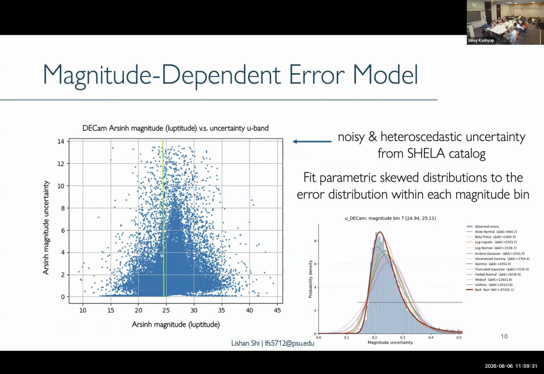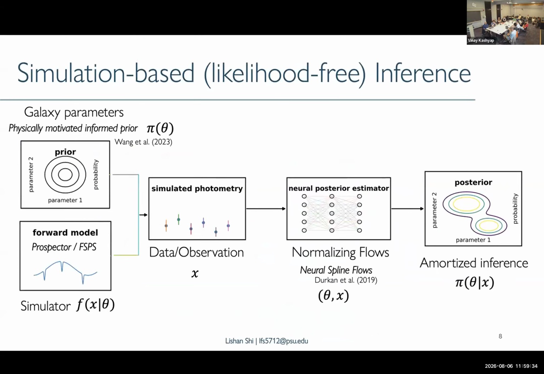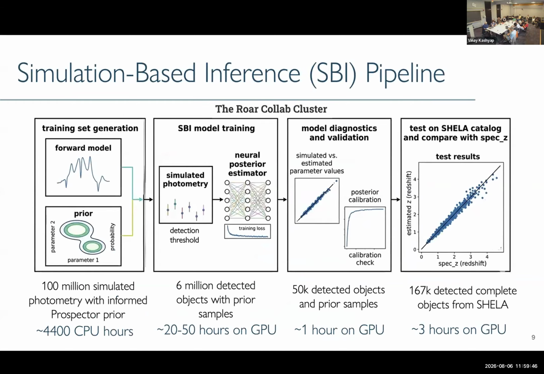So, okay, let me go back. We use the normalizing flow, and the main motivation for us to do this is because we want it to be much faster than before. For our work, we divide it into 4 stages. The first one is to generate synthetic photometry. This is with the Prospector-beta framework, which takes about 4,400 CPU hours, and we do 100-core parallelization, so we can finish this within 2 days.